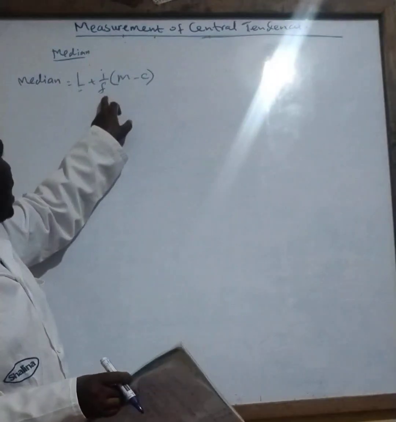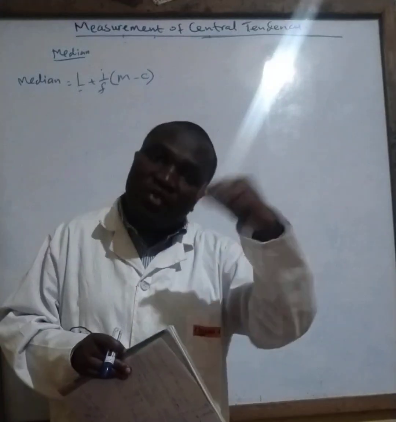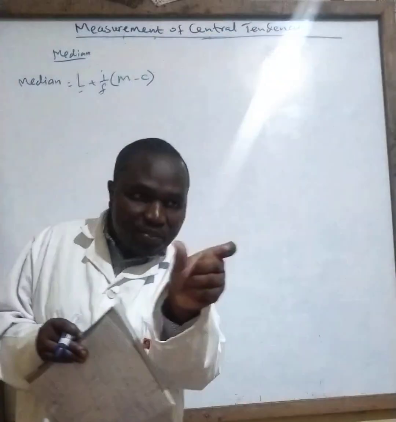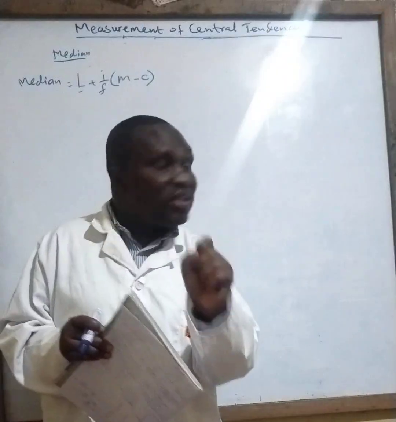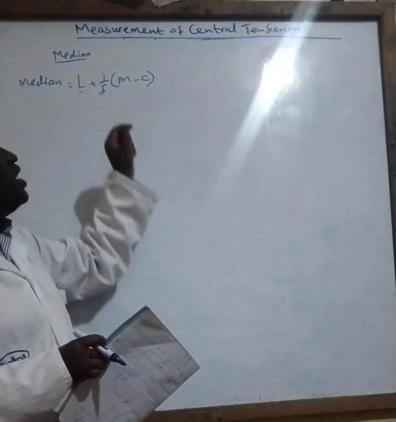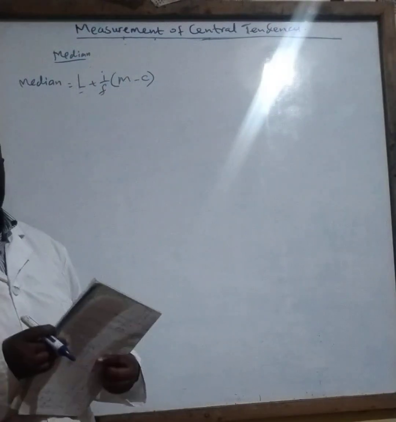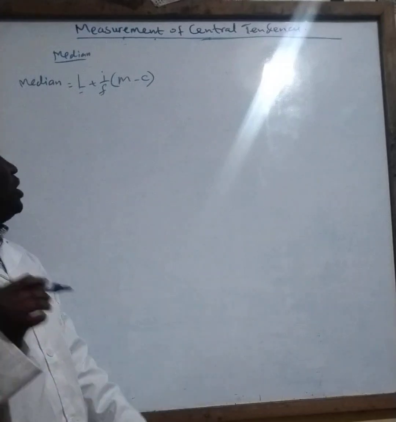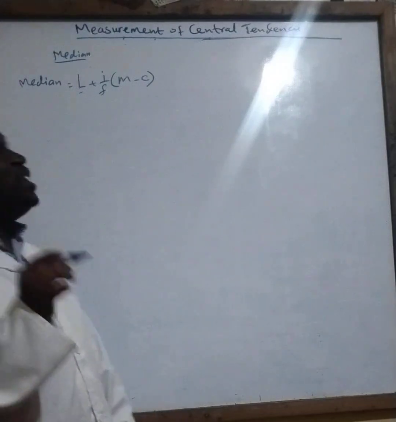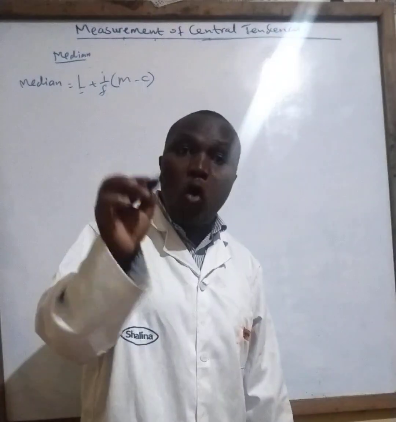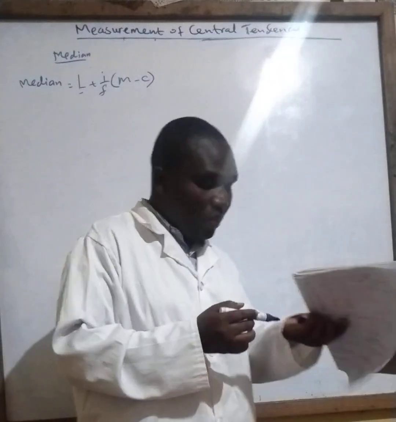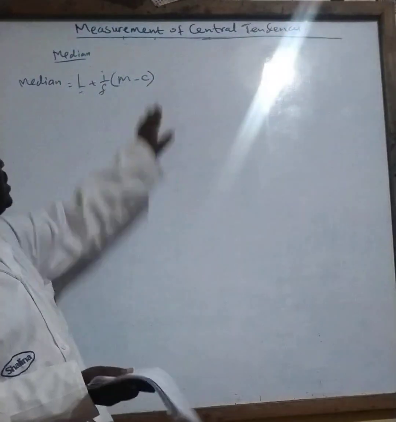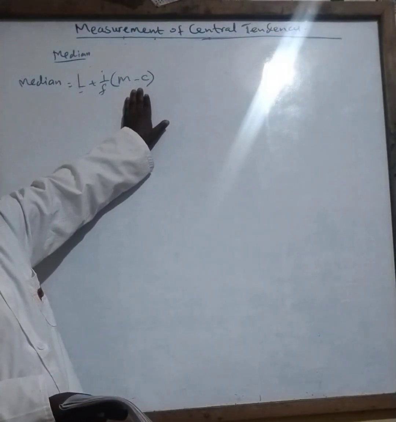Then we have F, frequency. This is the number of times that class is having. We are going to see that. Then we have M. This M is the middle number. How do you calculate the middle number? In this case, the middle number will depend on whether it is an odd number or even number. Then C stands for cumulative frequency.